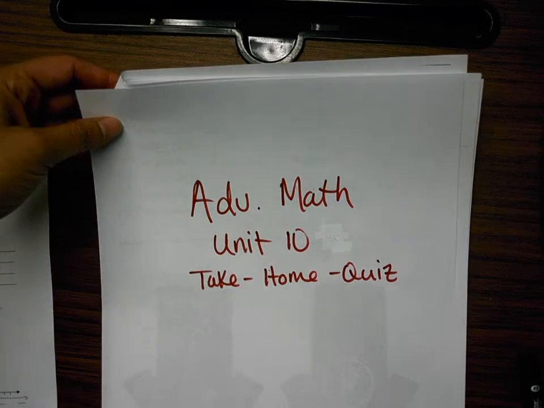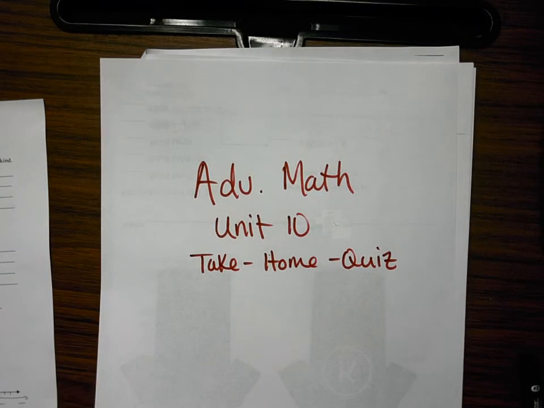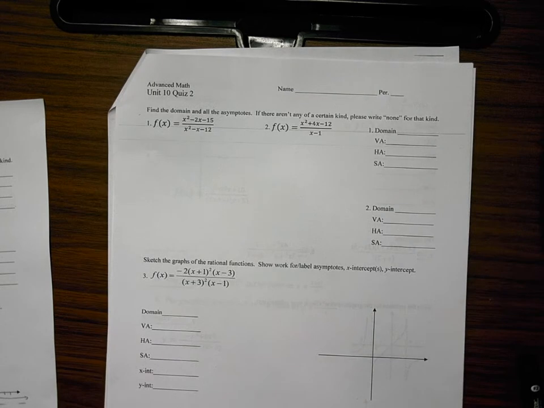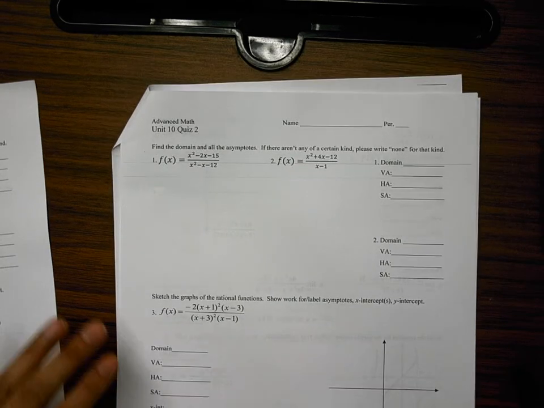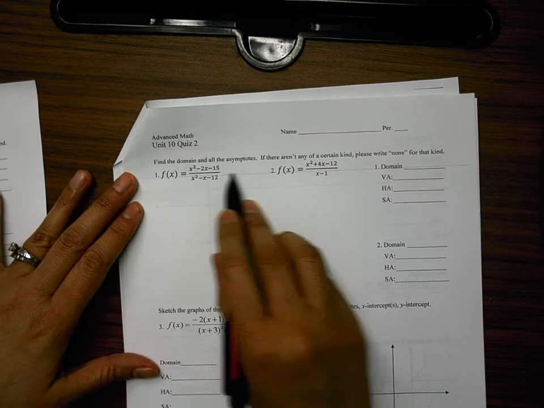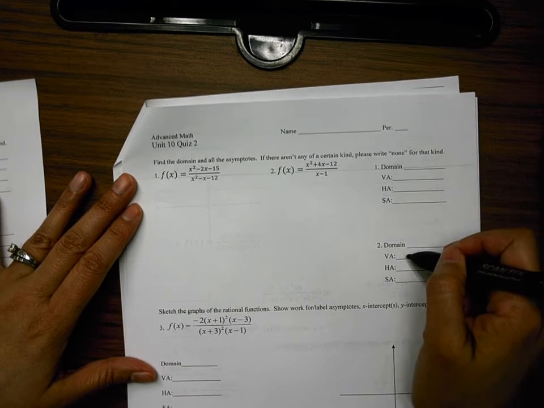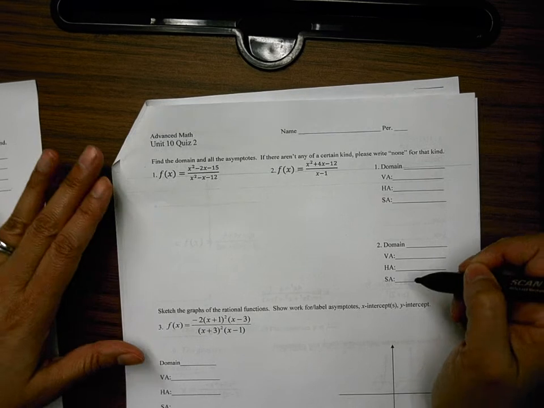This is Advanced Math Unit 10 Take-Home Quiz. Now I'm not going to actually completely do a problem, but I do want to talk about a few just like I would in class. Find domain and asymptotes. Remember, domain you find before reducing, everything else after.